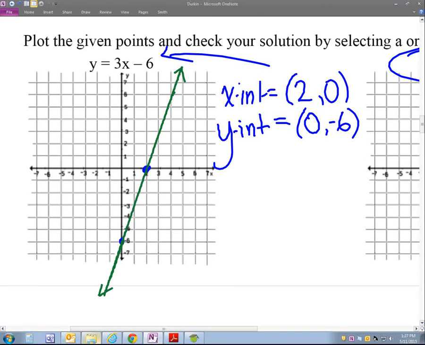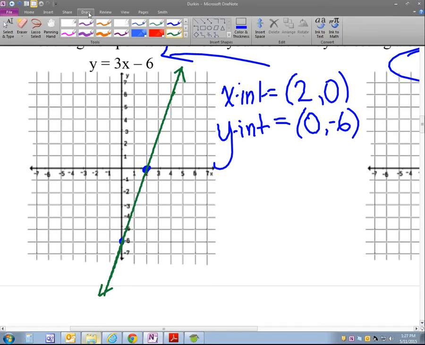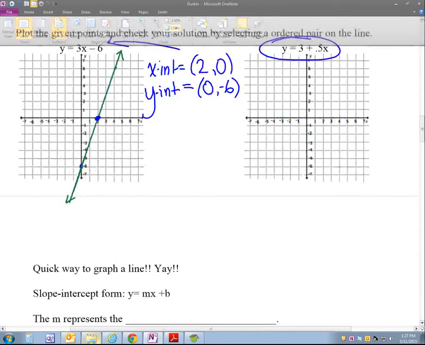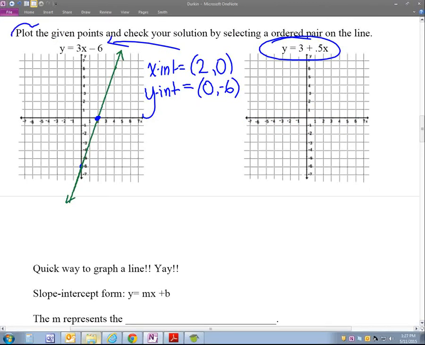So we've drawn our line for that one. So we just found out that that is the line for the equation y equals 3x minus 6. Now, as it says right above it, let's go back to blue. As it says right above it, plot the given points and check your solution by selecting an ordered pair on the line.